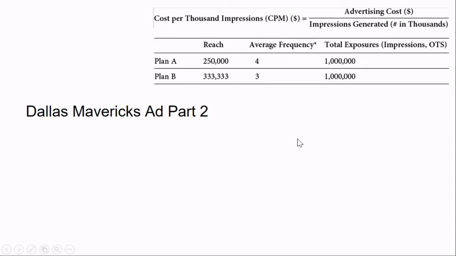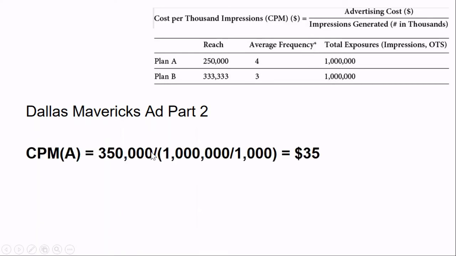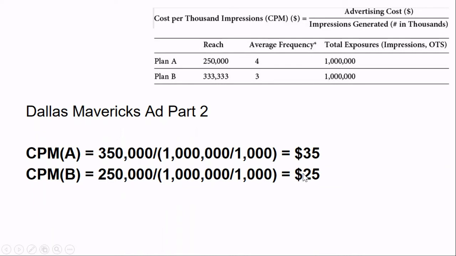Another example, they've decided to run another ad campaign, but a more lengthy one. And so they're trying to figure out which of these plans to use, plan A or plan B. Plan A is going to cost him $350,000. Plan B will cost him $250,000. So the question is, which of these plans is going to be a better deal in terms of cost per 1,000? So plan A, I mentioned, was $350,000. Divide that by the 1,000th of the million impressions, and you end up with $35 cost per 1,000.